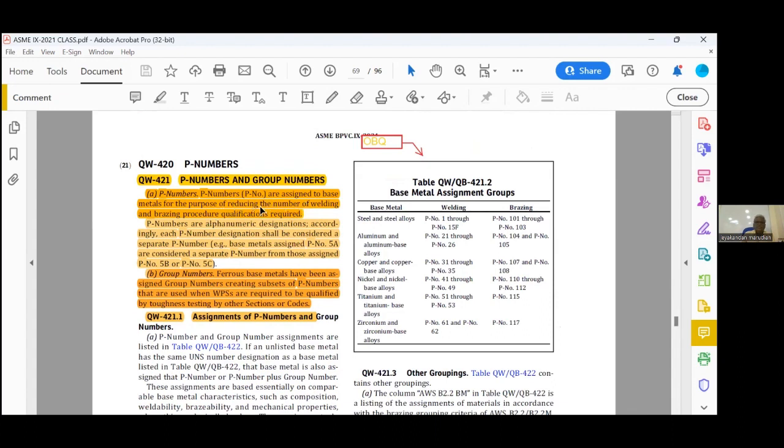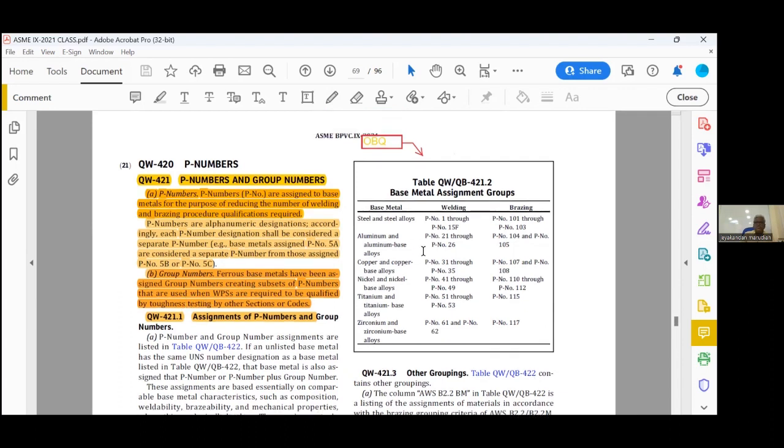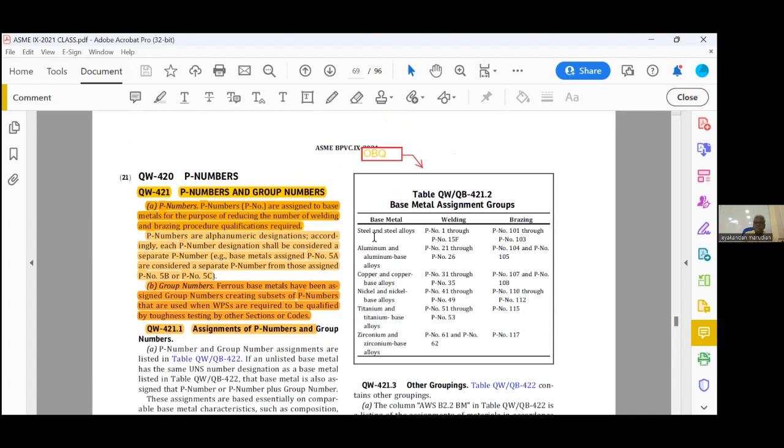P numbers are assigned to base metals for the purpose of reducing the number of welding and brazing procedure qualifications required. Then highlight the B. Ferrous base metals have been assigned to group numbers, creating subsets of P numbers when WPSs are required to be qualified by toughness testing. See, these are the P numbers. It is marked as open book. Steel and steel alloys P1 through 15F. Aluminium 21 to 26. Copper 31 to 35. Nickel 41 through 49. Titanium 51 through 53, like this.